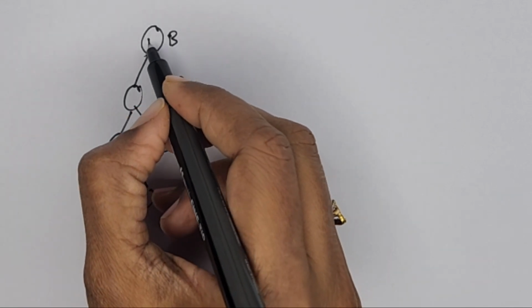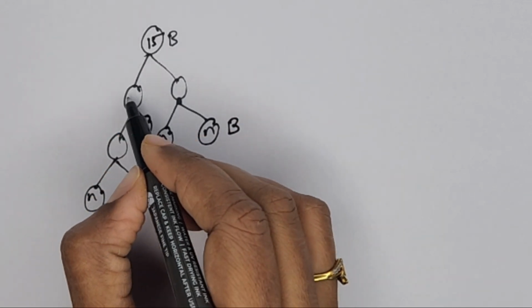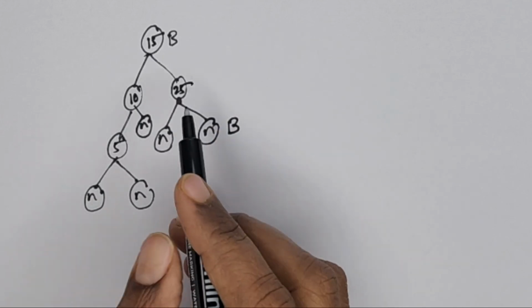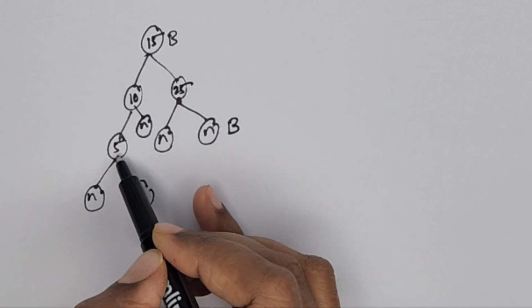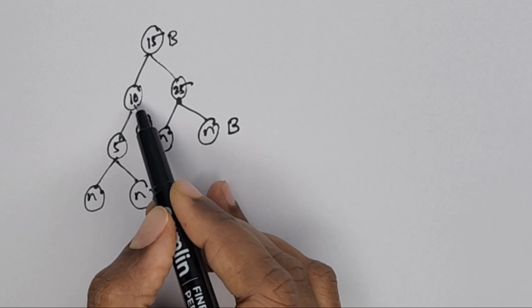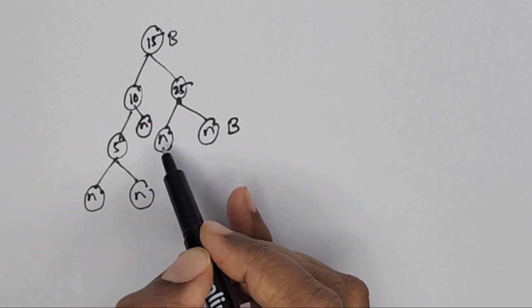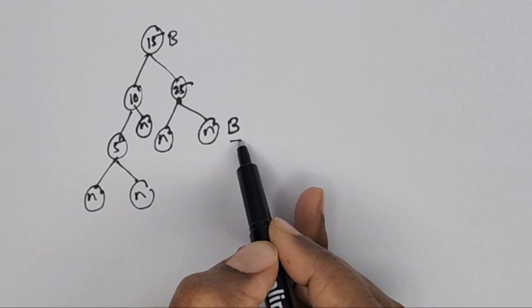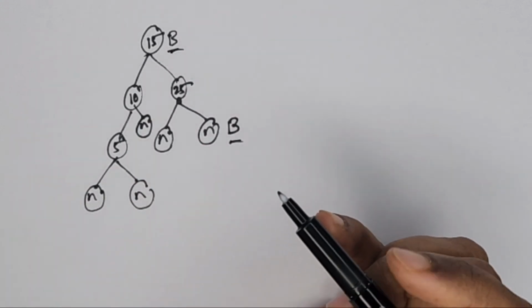So if we want, we can assign numbers also: 15, 10, 25, 5. See, for 10, left child is 5. There is no right child. It means that it is nil node. So all leaf which is nil nodes are black and root is also black.